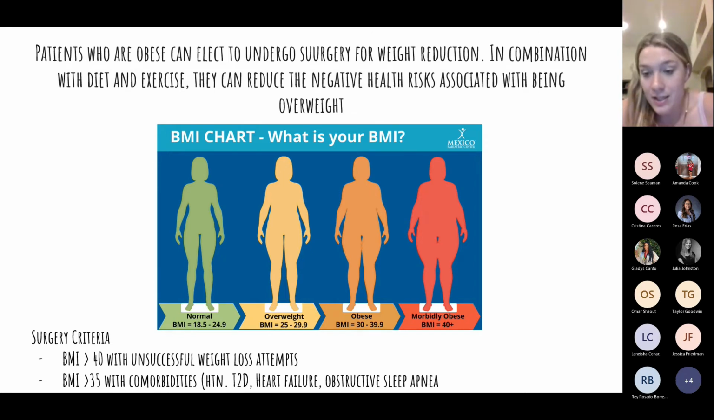The criteria for this, you have two different things that have to be happening. The first one, if my patient has a BMI over 40, that's morbidly obese. If they have a BMI over 40 and have had unsuccessful weight loss attempts, they will qualify for some sort of bariatric surgery. Or maybe their BMI is not at 40 yet, but they're above 35. If they have a BMI above 35 and they have comorbidities, such as hypertension, type 2 diabetes, heart failure, obstructive sleep apnea, all those diseases and disorders are linked to obesity.